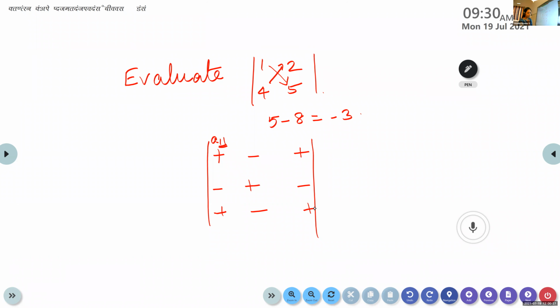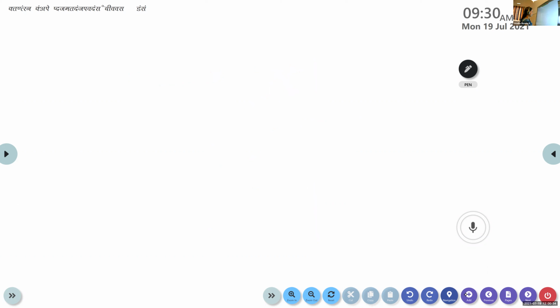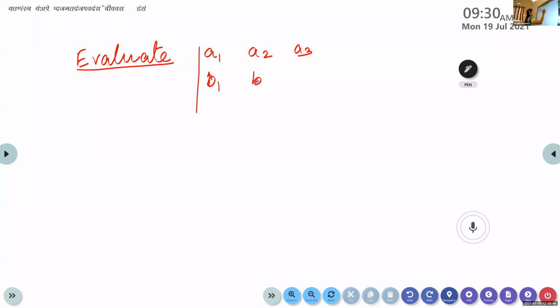I think that day we didn't write this, isn't it? We just learned how to do it. We have to copy this, the general form. Okay, we can write that one. Evaluate the determinant A1, A2, A3, B1, B2, B3, C1, C2, C3.